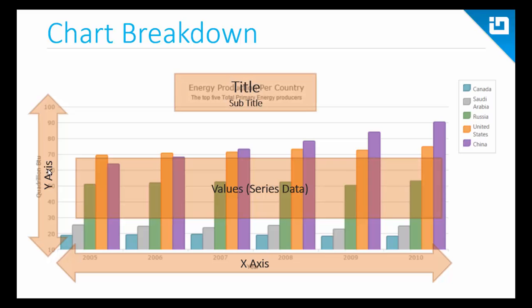Some other aspects of the chart, we have our title and subtitle at the top, and then of course the legend on the right-hand side. So when you think about all of the things that make up this chart, together they tell the story that you're trying to tell for whatever you're trying to get across to your user. Are you trying to show ranking? Are you trying to show distribution of data? Are you trying to show data over time?